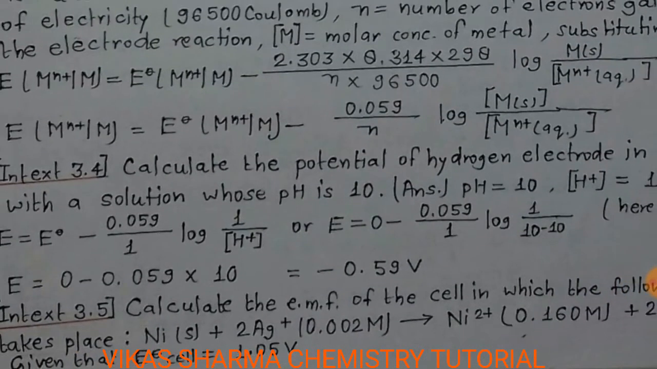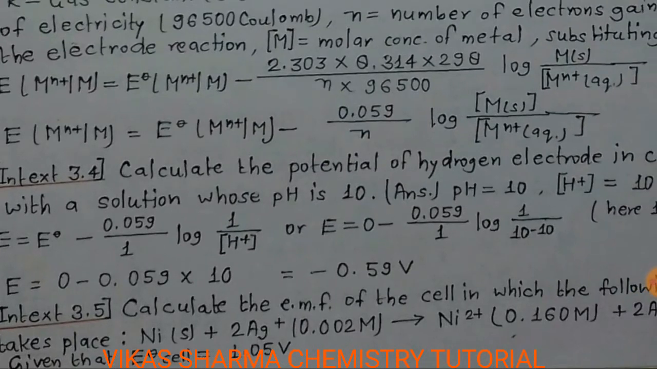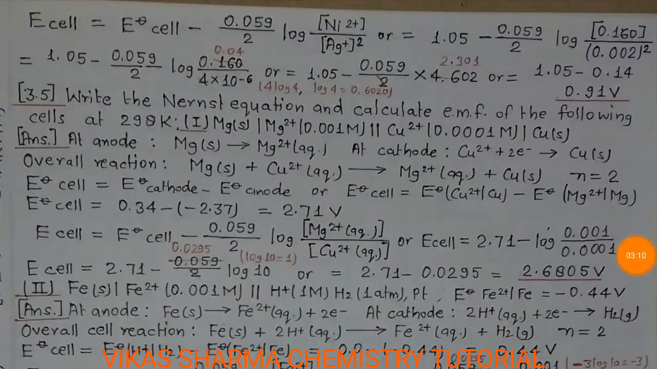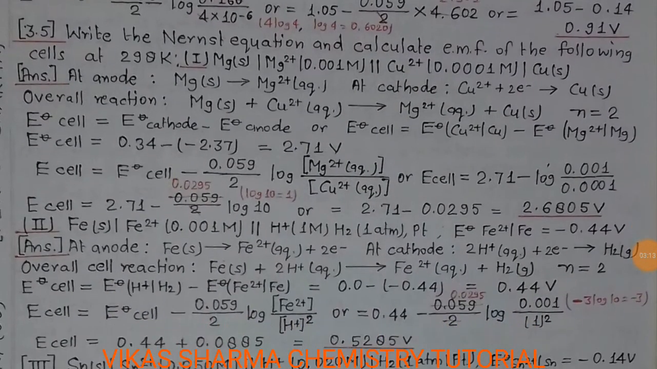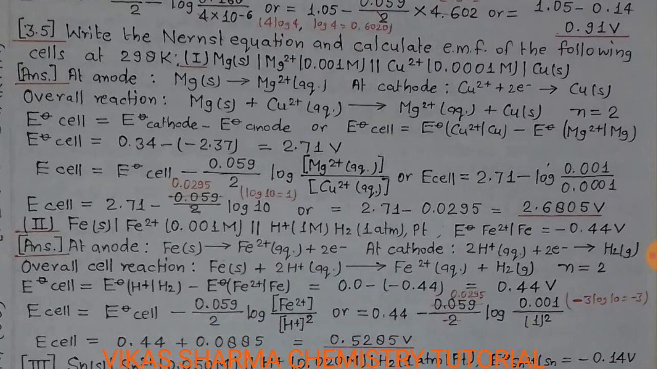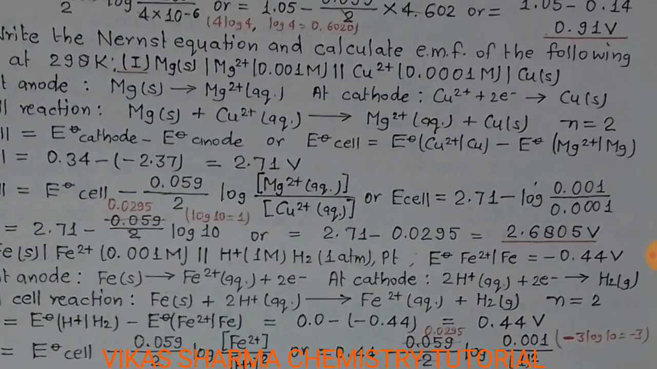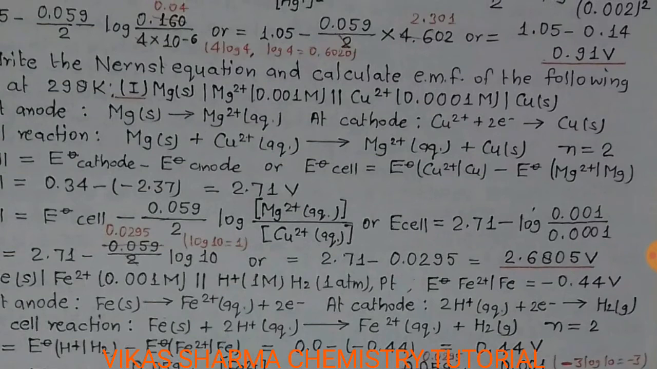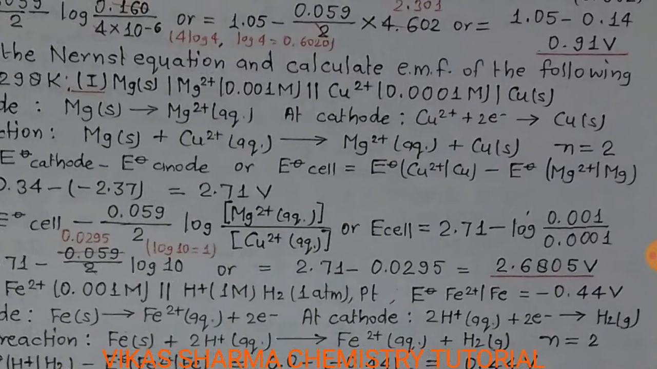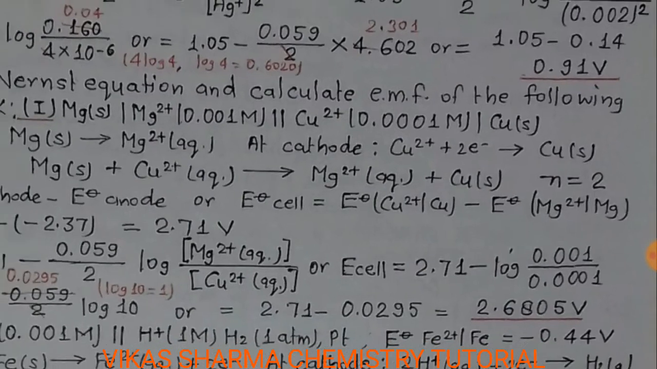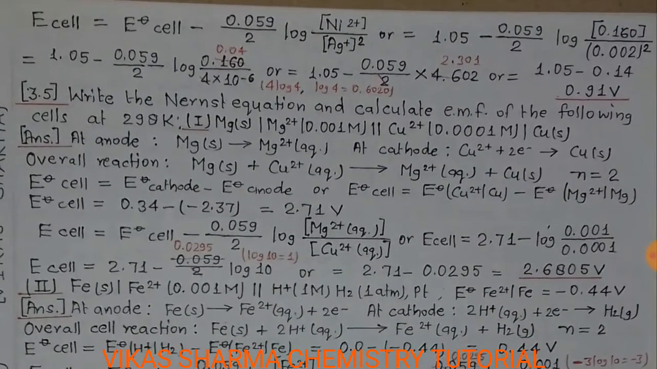Student, another NCERT question is in-text question 3.5. Question 3.5 has 4 parts, so we solve the first part. The question is: write the Nernst equation and calculate the electromotive force of the following cell at 298 Kelvin. The first part is Mg, Mg2+ with concentration 0.001 molarity, then Cu2+ with concentration 0.0001 molarity, Cu. So first we write the chemical equations.